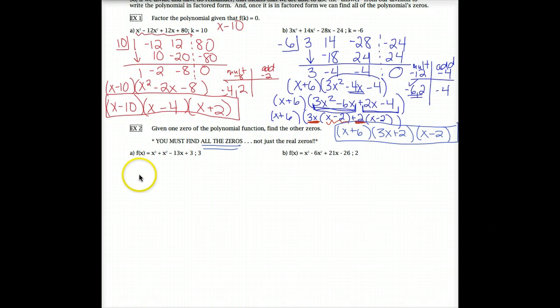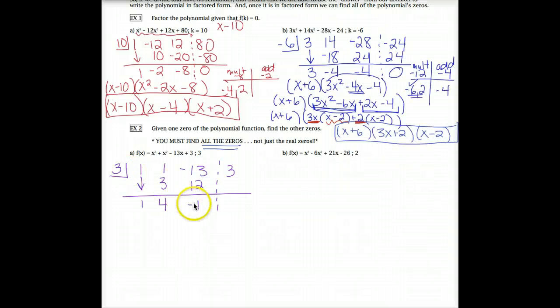So I'm going to start the exact same way. It's telling me that 3 is a 0 of this polynomial. So I'm going to start the exact same way with 3 in my box and lining up a synthetic division. So this one's 1, 1, negative 13, 3. So bring down my first term, box times bottom, add the column, box times bottom, and add the column, box times bottom, and add the column. So what that means is that this represents x squared plus 4x minus 1.